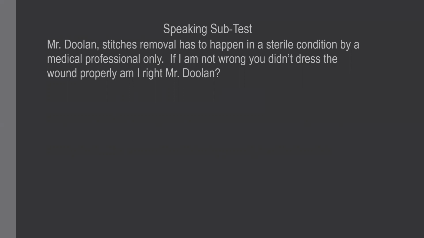Because the stitches removal has to happen in a hospital only, not outside, right? It has to happen in a sterile condition with the medical practitioner. So that's why you got shocked when he said so. And you expressed your shock by your wordings, oh my God. Okay. And you explained the reason also why you got shocked. This is the reason that's in front of you. Okay. Next.